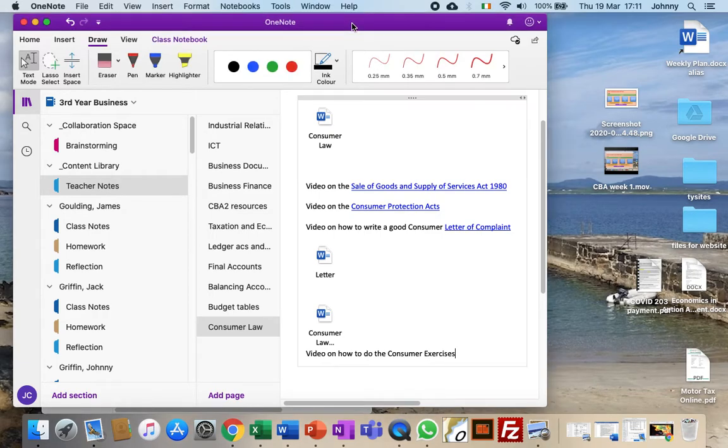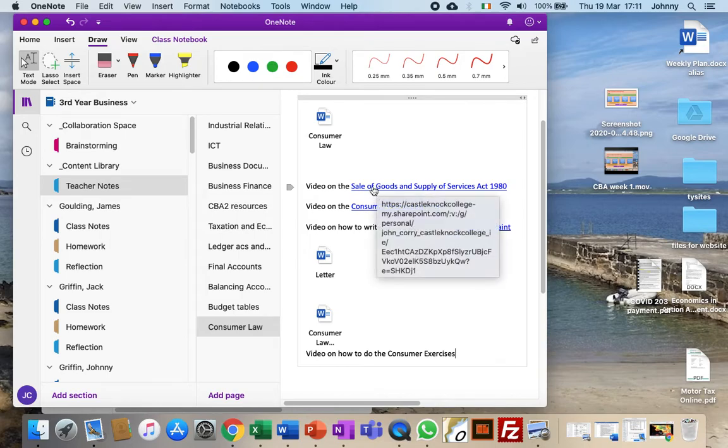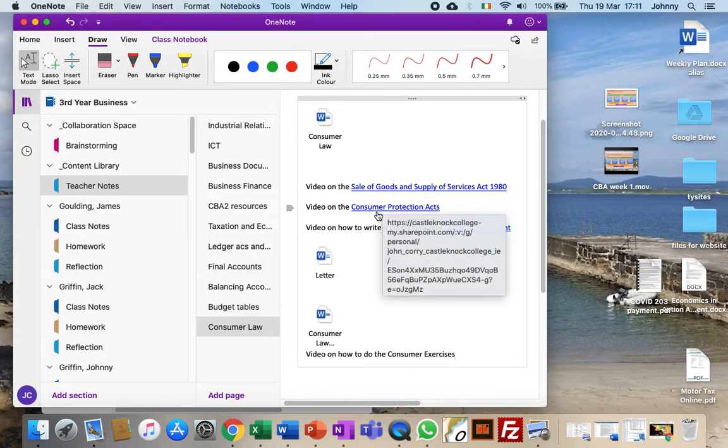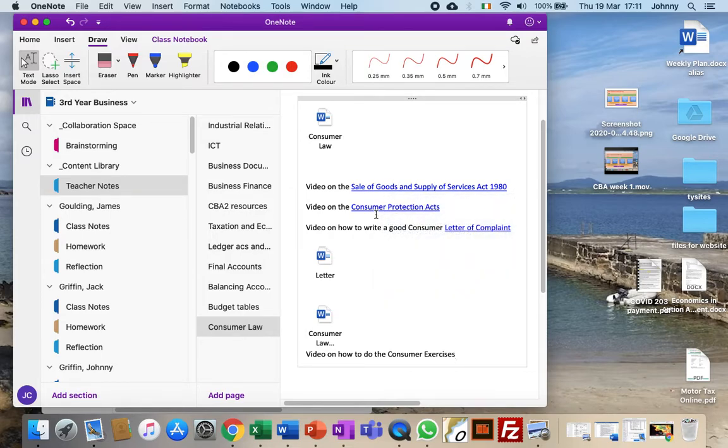Okay, we're in OneNote and the consumer law exercises, I put them here. Now, first, I'm concerned that some people still don't understand the difference between the Sale of Goods, Supply of Services Act and the Consumer Protection Acts. The Consumer Protection Act was put up and these two videos were put up to show the clear difference between these two laws, and a lot of people don't seem to understand these. These are the two main laws we deal with.